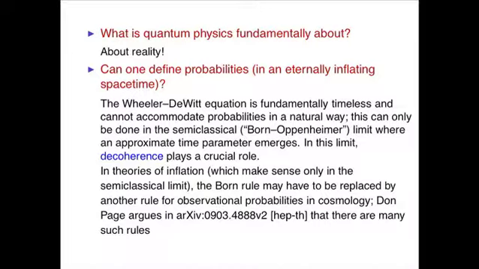Can one define probabilities? Well, the Wheeler-DeWitt equation is fundamentally timeless, and therefore you cannot accommodate probabilities in a natural way. However, you can try to do this in a semi-classical, Born-Oppenheimer type of limit where an approximate time parameter emerges. In that limit, decoherence is very important, which I shall say about soon. In theories of inflation, which only make sense in the semi-classical limit, one rule may have to be replaced by another rule. The measure problem we had discussed during the workshop. Page, for example, argues that there are many such rules. So this is something that is not yet solved.